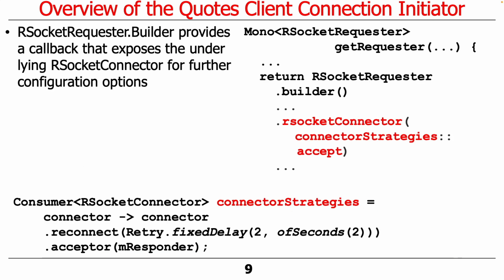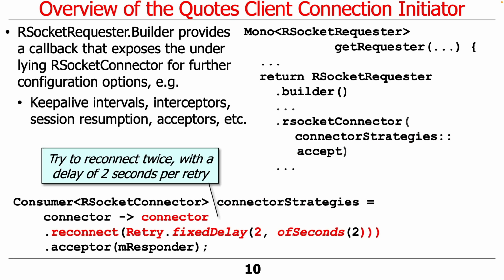The next thing that we do is we go ahead and set up the connection strategies. And the connection strategies can be done for various purposes. You can set up the keep alive interval for the client and the server to communicate, make sure they're still alive. You can set up interceptors. You can set up policies to handle what happens when the session resumes. You can set up acceptors. You can set up retry policies and so on and so forth.